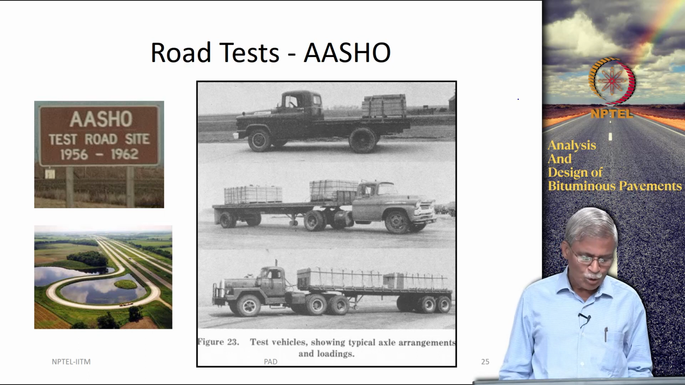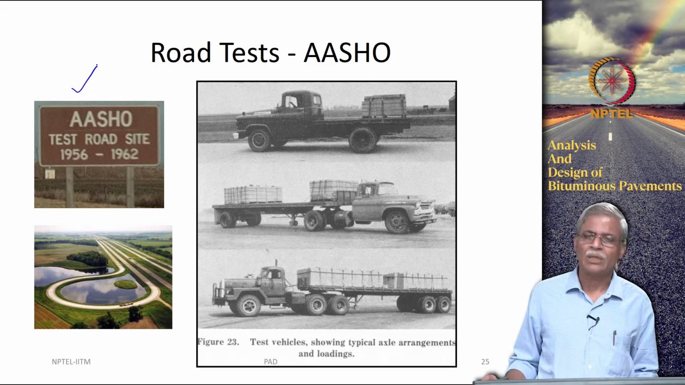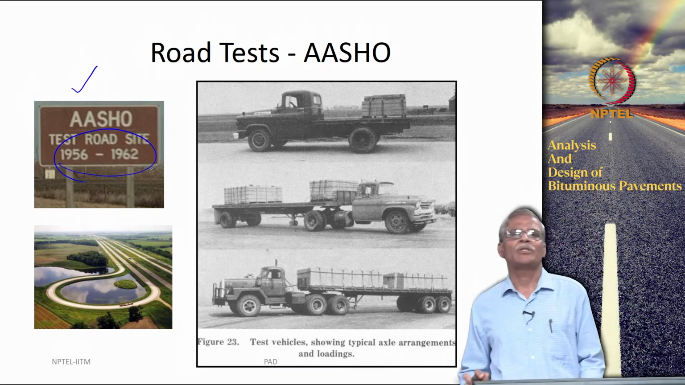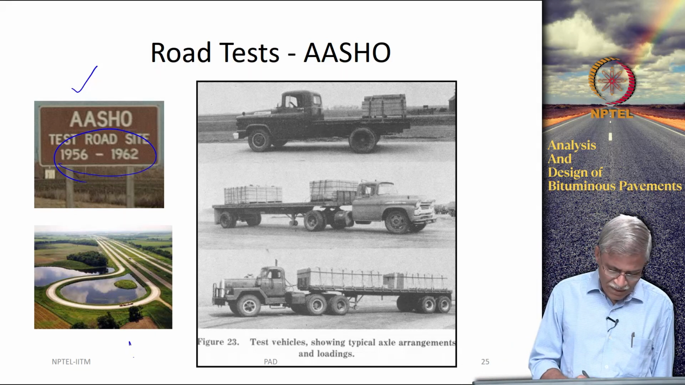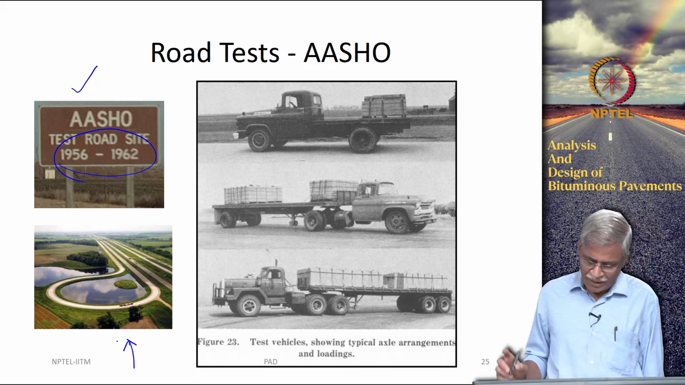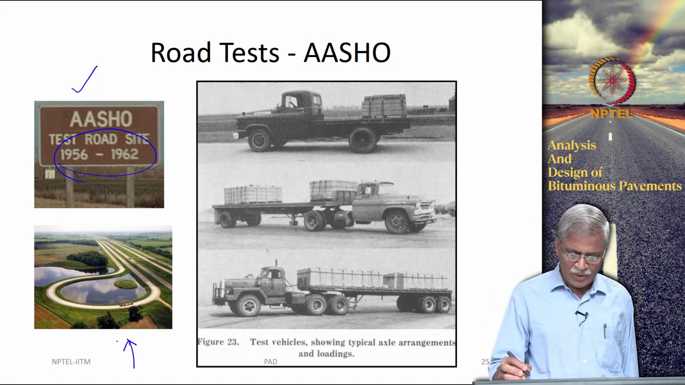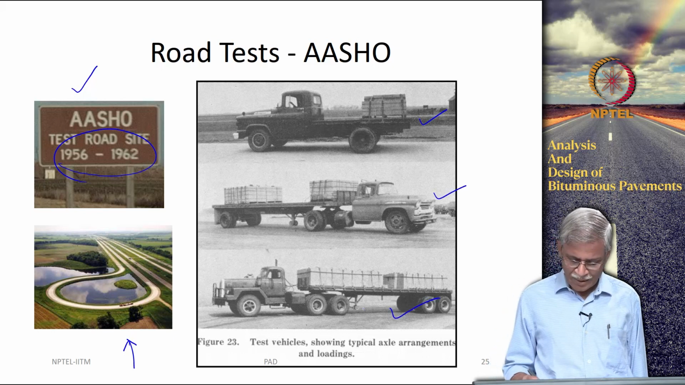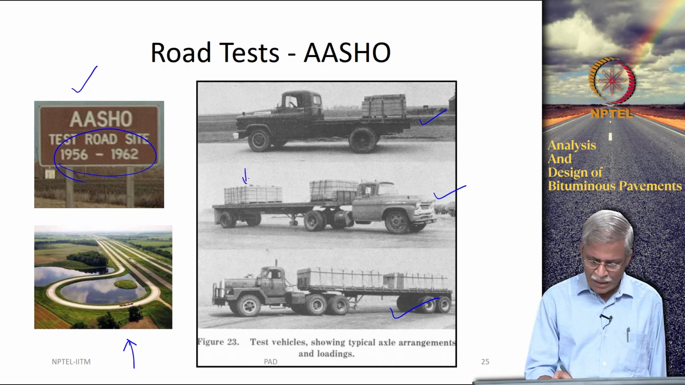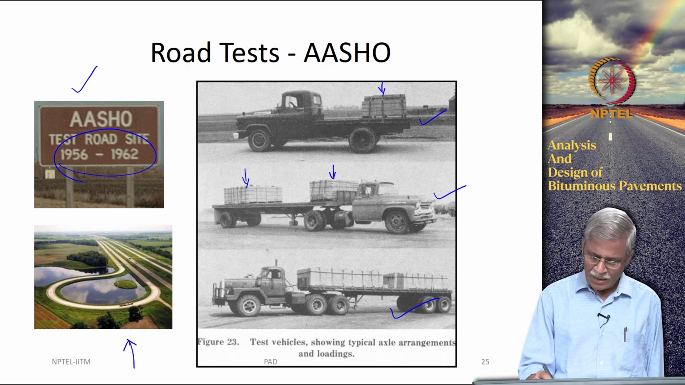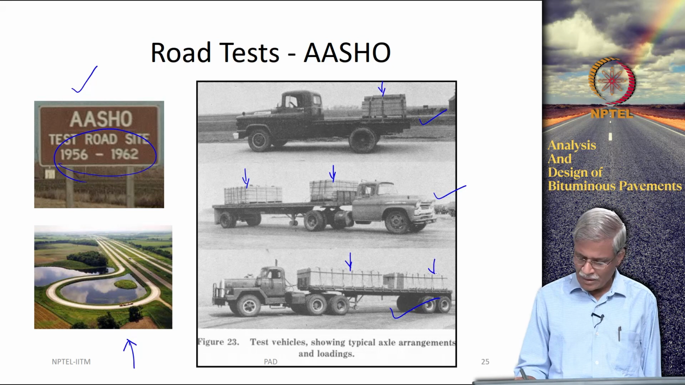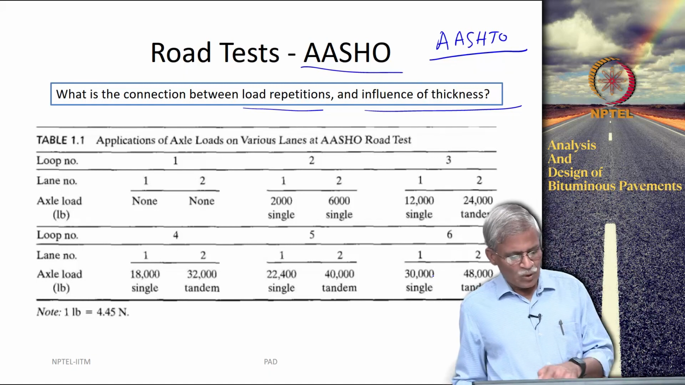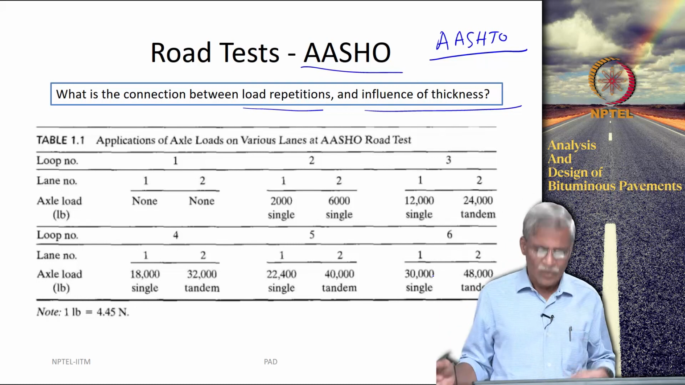Let me just show you pictures. So, this is the AASHO road test. This was carried out from 1956 to 1962, and you can see a picture of the test track. Typical arrangements were carried out here. You can see vehicle type 1, vehicle type 2 and vehicle type 3, and they loaded it in this way. You can see that exactly on top of the axles these things were loaded, and so different types of axle loads were applied and data was collected.